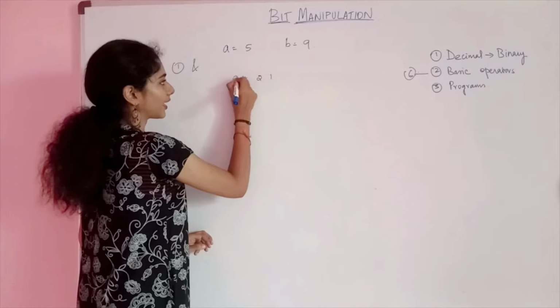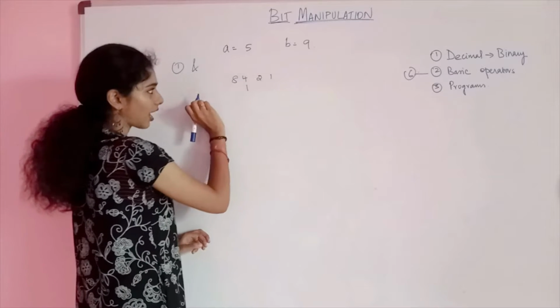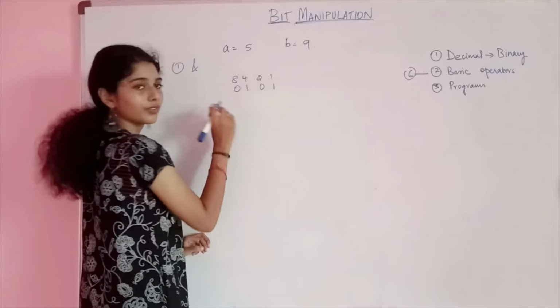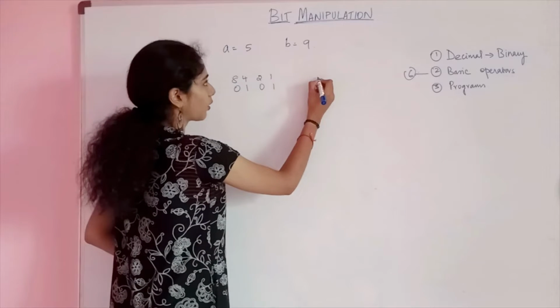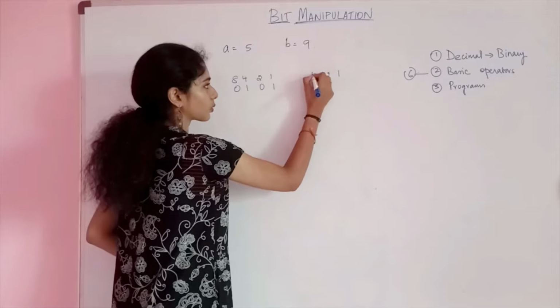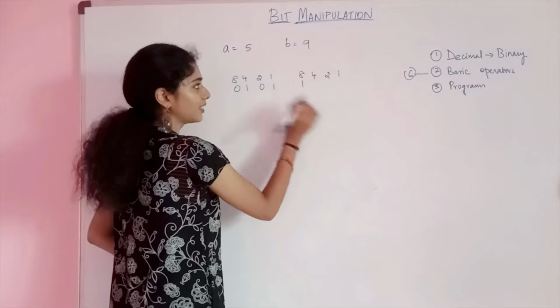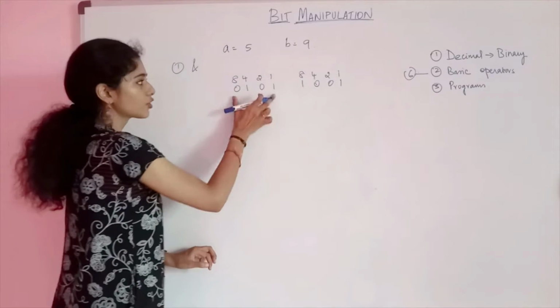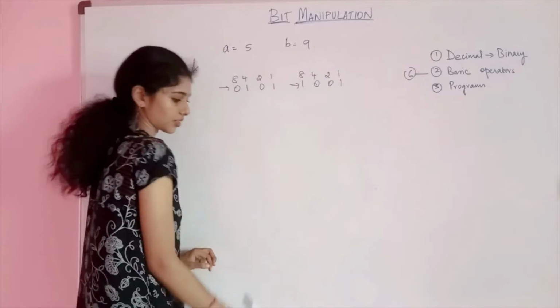Right, 1, 2, 4 and 8. So start from your left hand side, 4, 1 and the others you fill with 0. Similarly 9, how am I supposed to write it? Again start with 1, 2, 4 and 8. Start with 8 on the left hand side, 8 plus 1, fill the remaining with zeros, right? So this is going to be my binary representation.